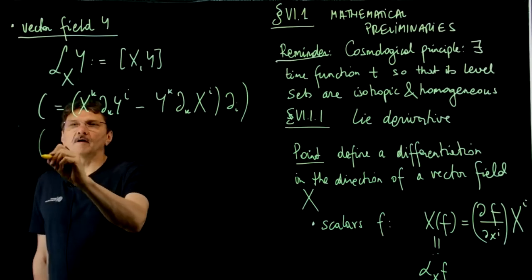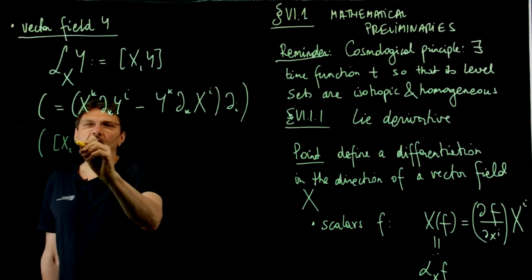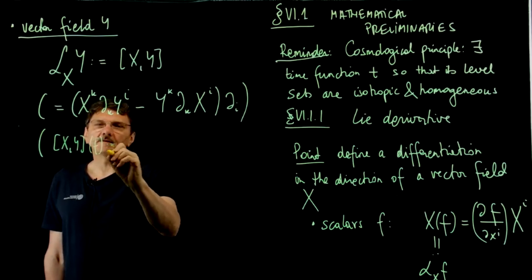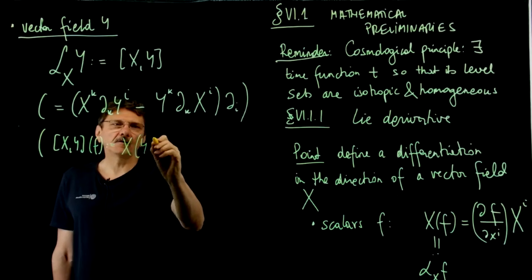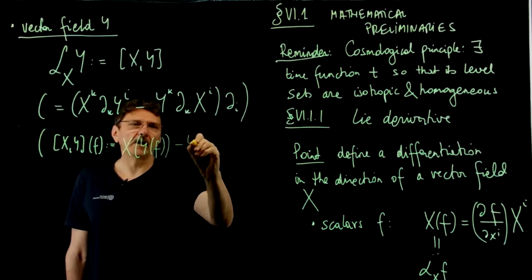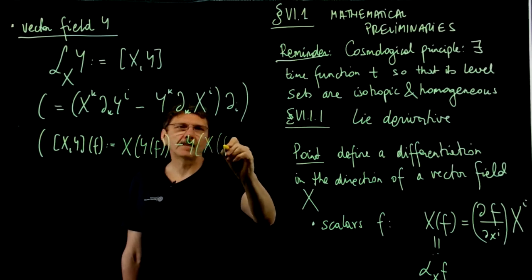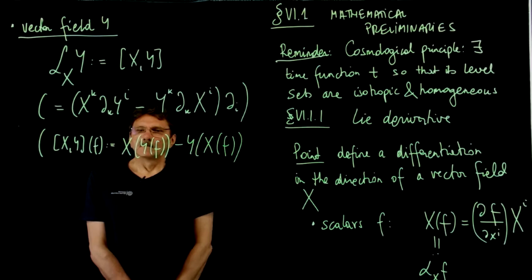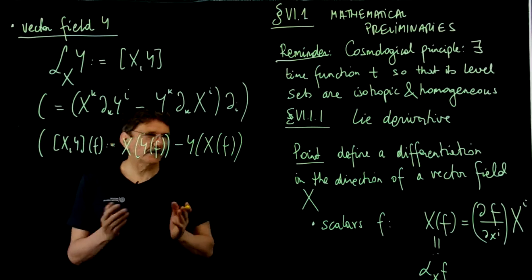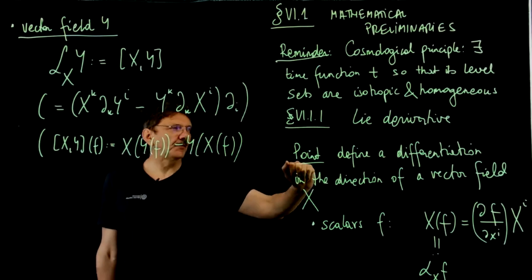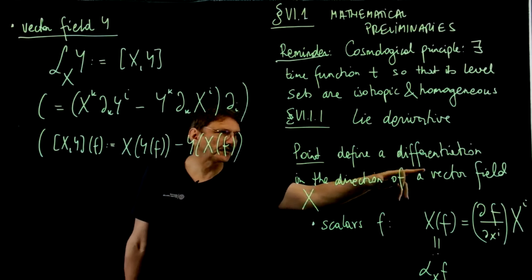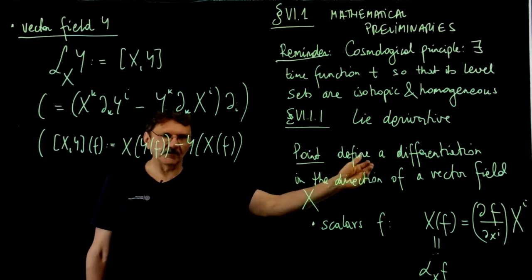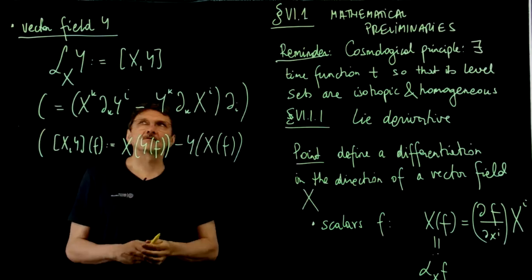Another way of viewing it is that if we take a commutator of two vector fields acting on a function f, then this is X acting on Y of f, and we remove Y acting on X of f. Good, so why not? Okay, so that was the point here, differentiation in the direction of vector field X. I said this does not involve extra structures, right? So we don't have any extra structures here.